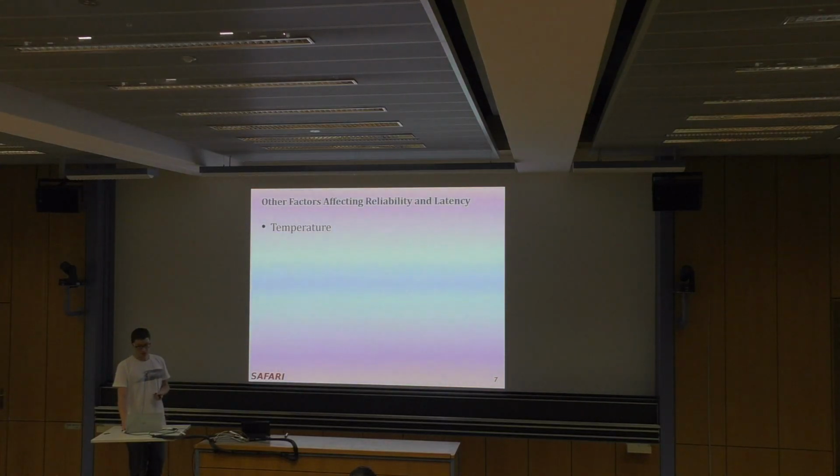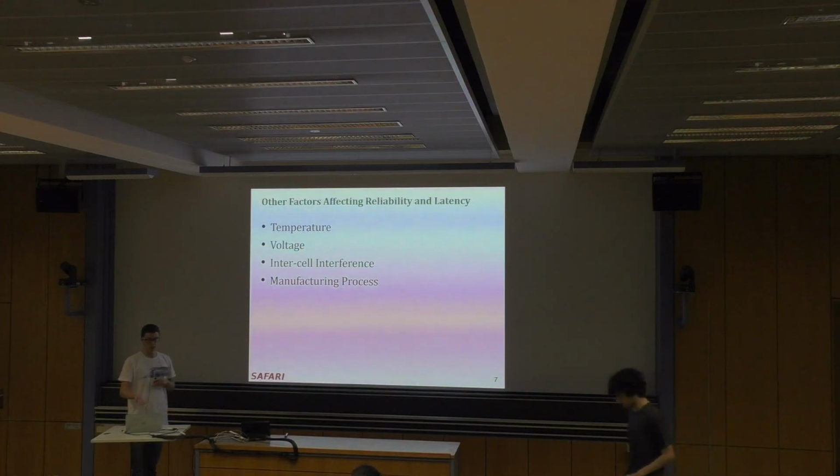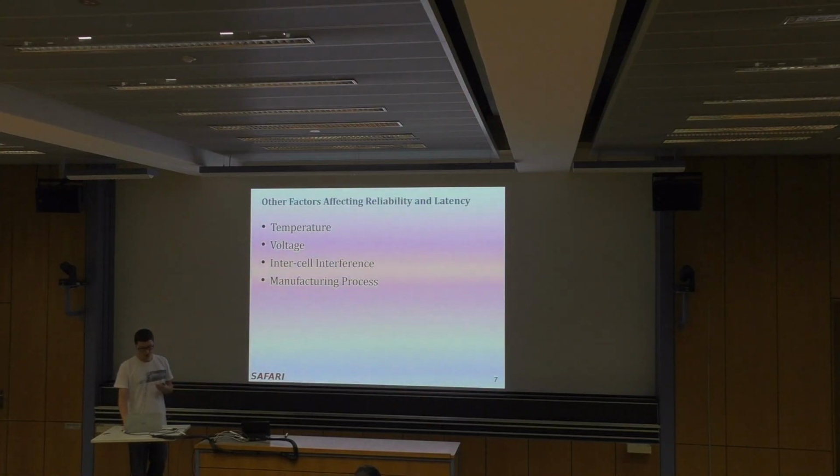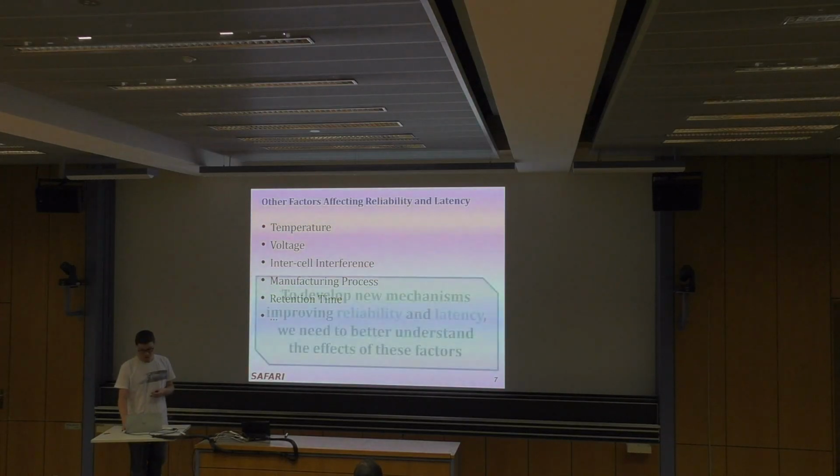So there are also other factors that affect DRAM reliability and latency. One of them is temperature. If you increase temperature, DRAM cells become more leaky. They leak their charge faster. Similarly, voltage. At reduced voltage, DRAM circuits work much slower. Intercell interference, basically, this is the error mechanism that is causing row hammer. When you access a cell, it interferes with the other cells in the neighborhood. Manufacturing process variation, retention time of the cells, and other such factors also affect DRAM reliability and latency.